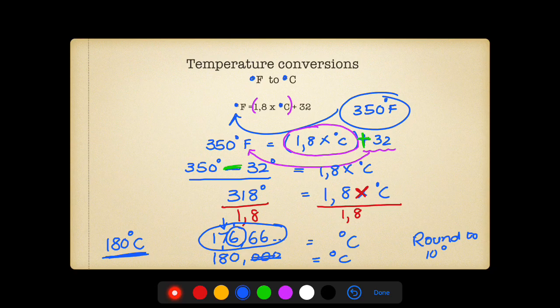Please will you do exercise 5 on page 113. So page 113, exercise 5.